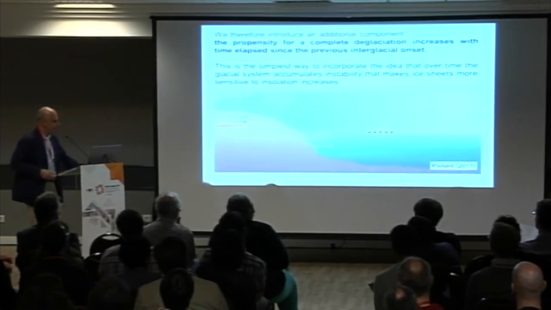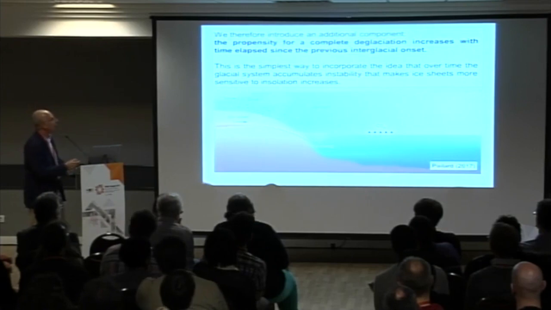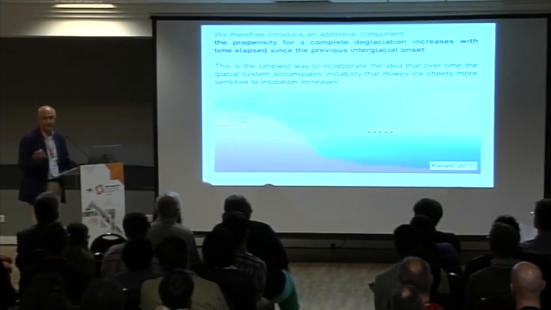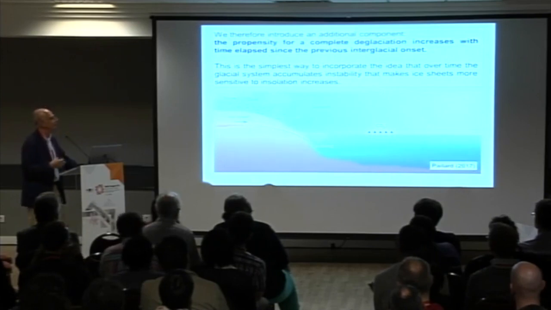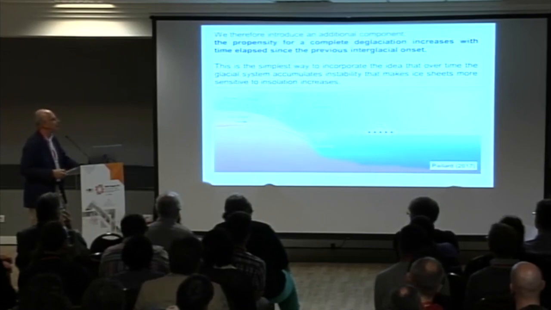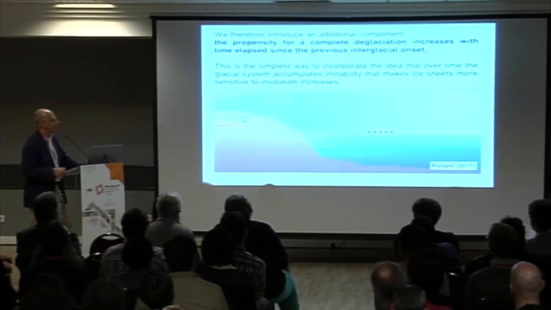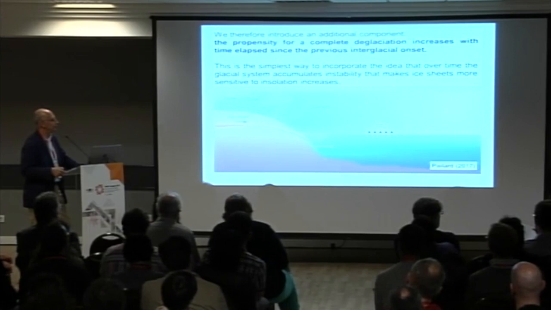And we do this by saying that the propensity for a complete deglaciation increases with time elapsed since the previous interglacial onset. And this is an idea that's been around for a long time. It's the simplest way to incorporate the idea that over time, the glacial system accumulates instability that makes ice sheets more sensitive to insolation increases. It could be because of instability in the ice-bedrock system, or a change in the ice albedo because of dust deposition or CO2 decaying over time.